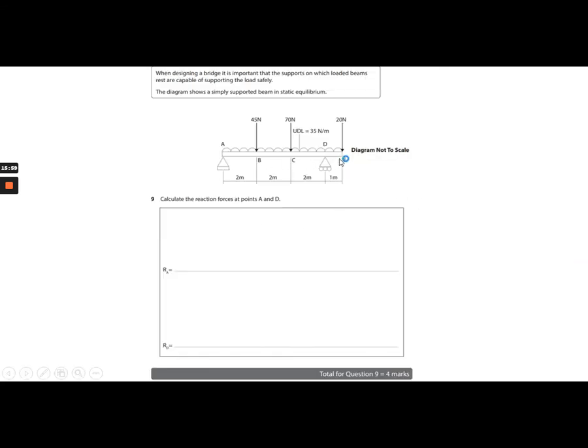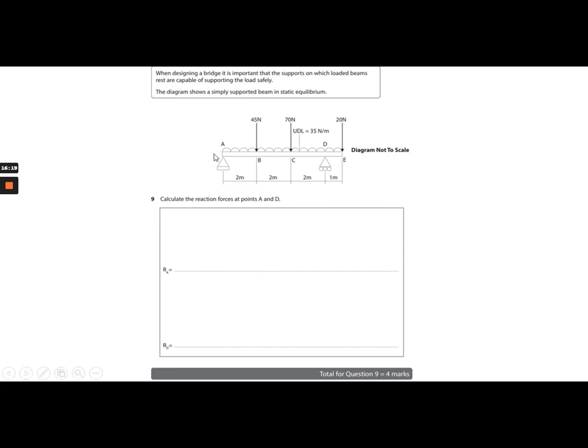Okay, this is similar, isn't it, because something goes past the pivot. You've got three separate forces. You've got the up force at A, you've got the up force at D, and then you've got to add the UDL. So this is going to end up with 6 forces. And for only 4 marks, you can tell it's one of the earlier questions.